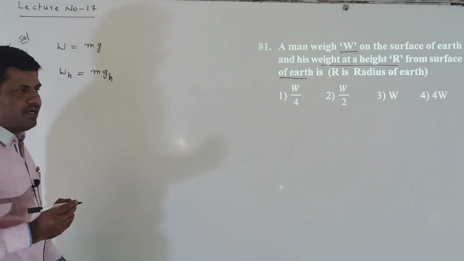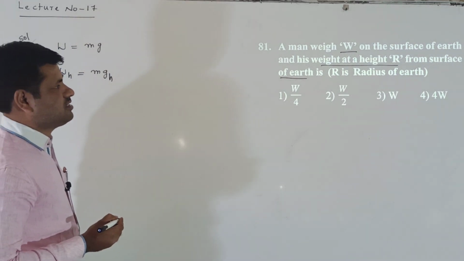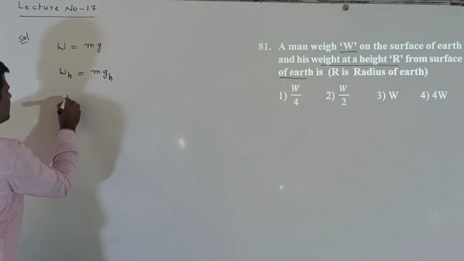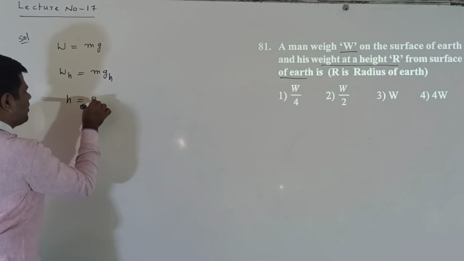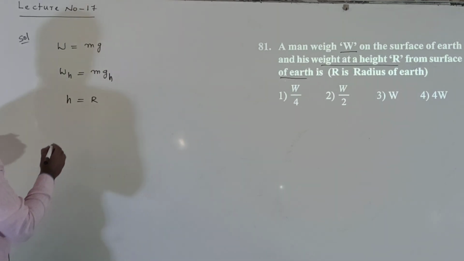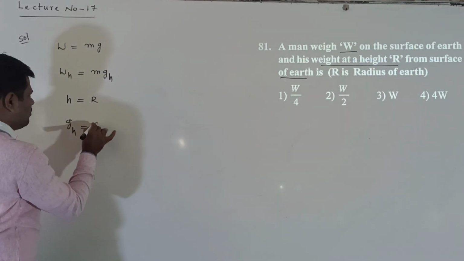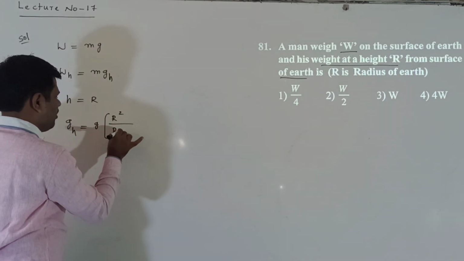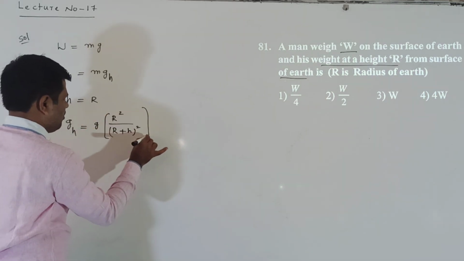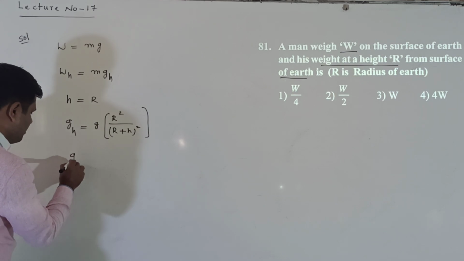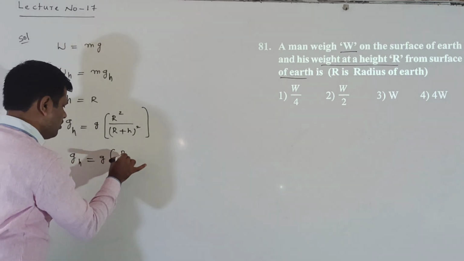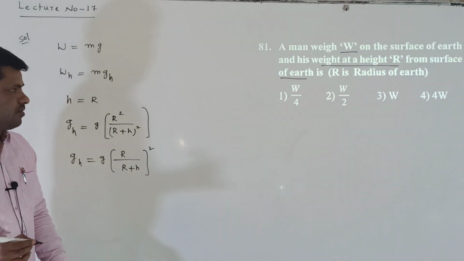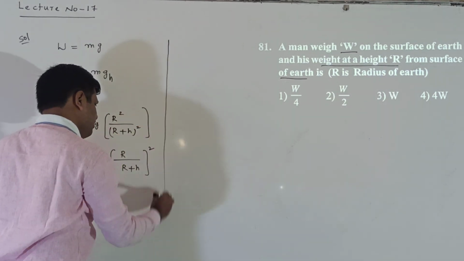Now first of all I want to find the value of g_h. The height is given as R from the surface of the earth, so h = R. We know the formula g_h = g into R square by (R plus h) whole square, or you can write g_h = g into (R by (R plus h)) whole square. So h is equal to R, given in the problem.